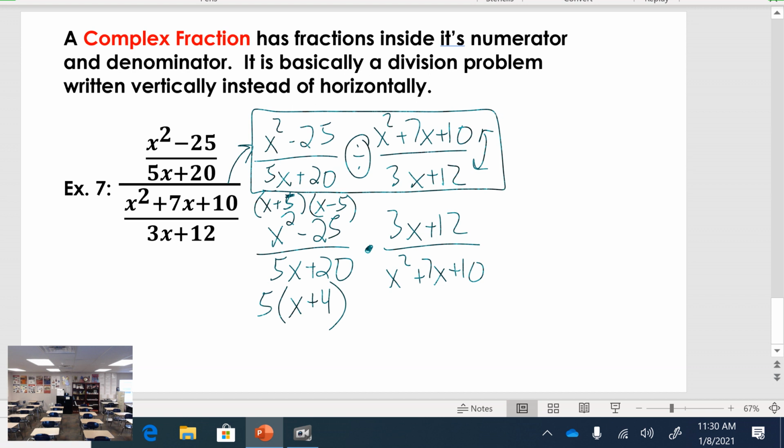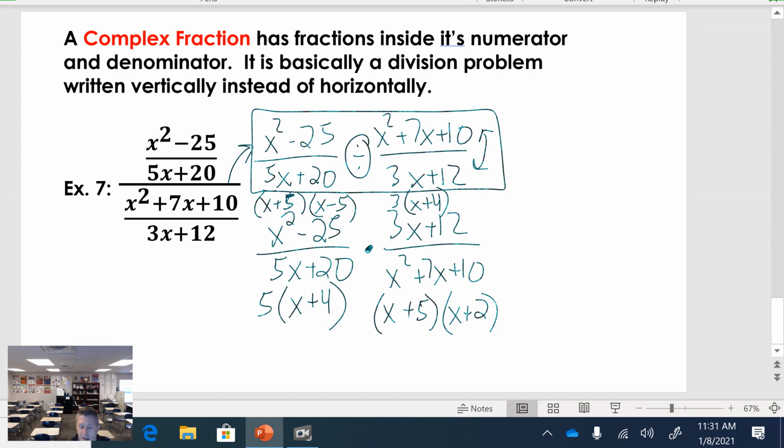Then in the numerator of the second fraction, we see there's a 3 that can be taken out because 3 goes into 12. So 12 divided by 3 is 4. Then in the bottom portion here, this is where you can do your x-factor or your grouping. You can kind of take your pick. We've got an x and an x. We've got a 5 and a 2 for our 10. They're both positive, so these are both positive.